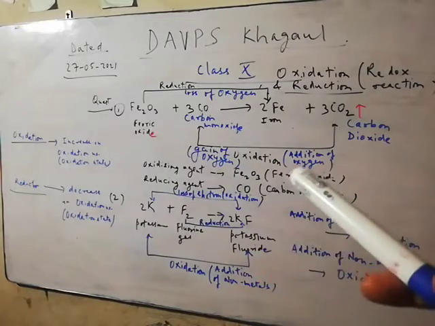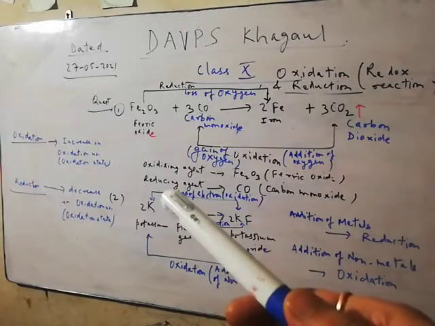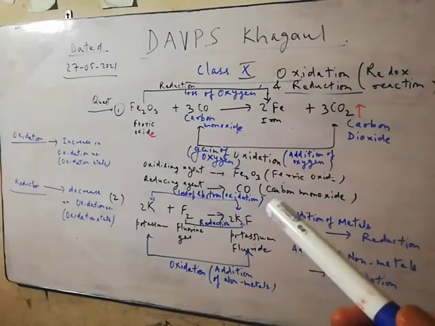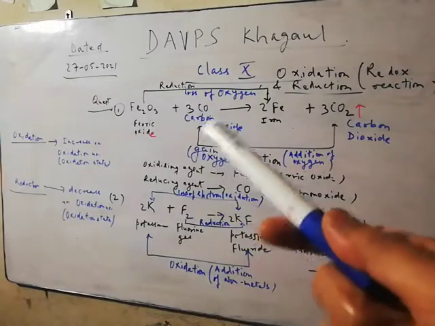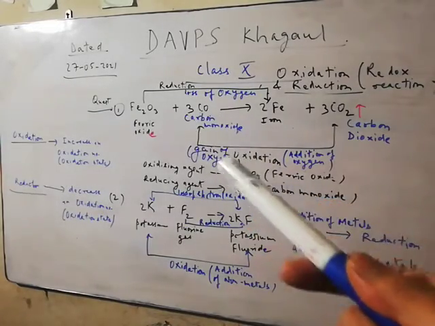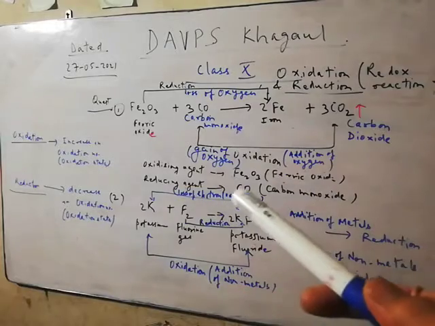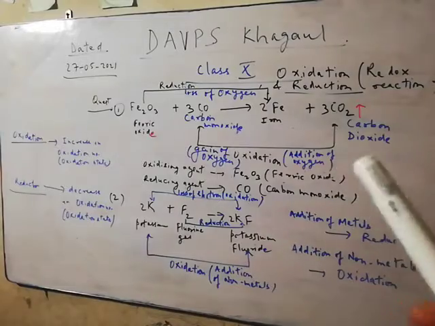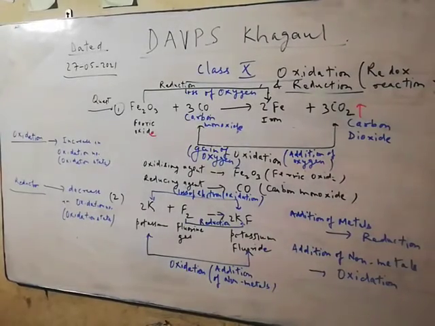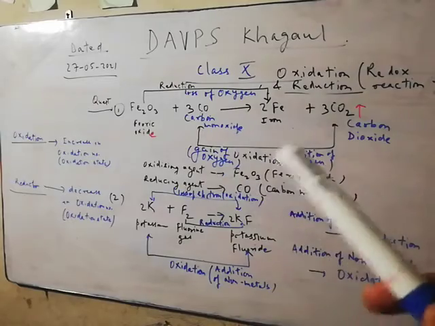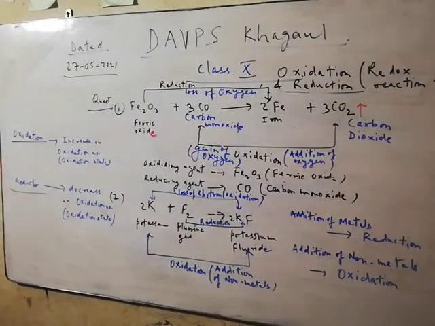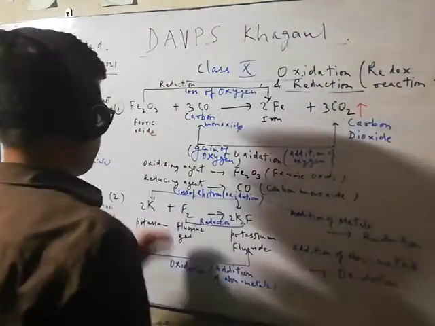What is a reducing agent? A reducing agent is that chemical compound which goes through oxidation. So carbon monoxide goes through oxidation, so it is the reducing agent. Again you have to understand some points like reducing agent, oxidizing agent, oxidation, reduction. These are important topics of redox reactions, and these are important points you have to remember.